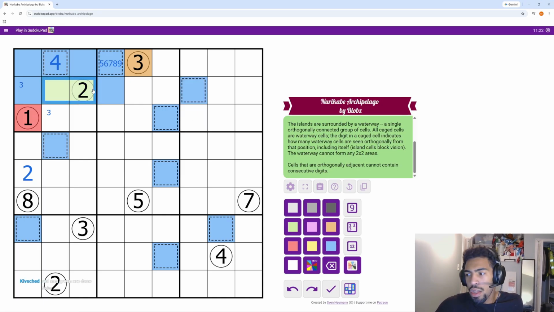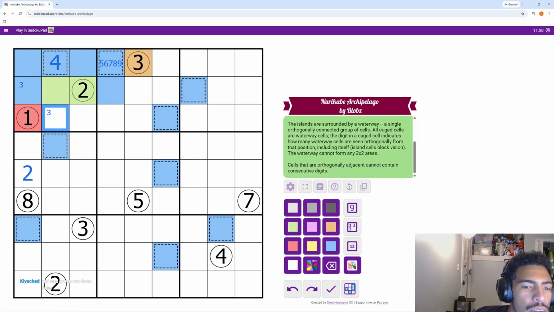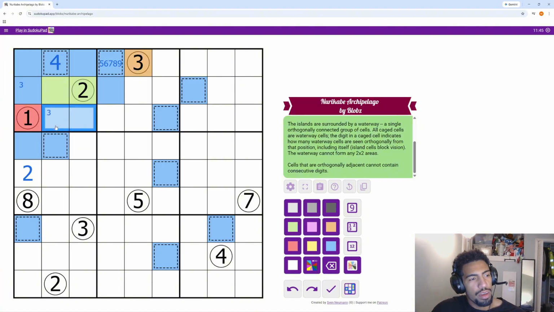Red and green are done, FYI. So that means that... Oh, so the islands can't touch is also a thing. Or they can't touch orthogonally because they're surrounded by waterway.